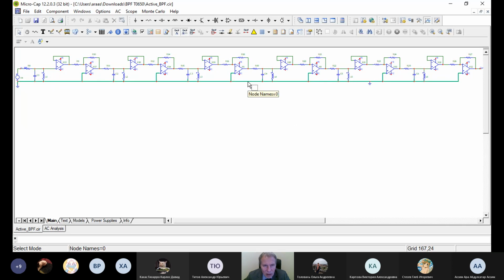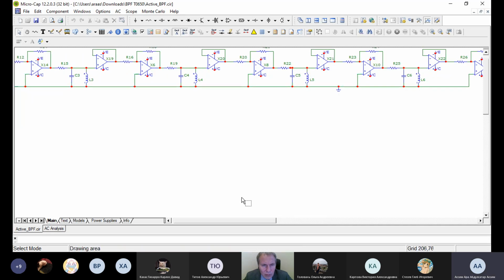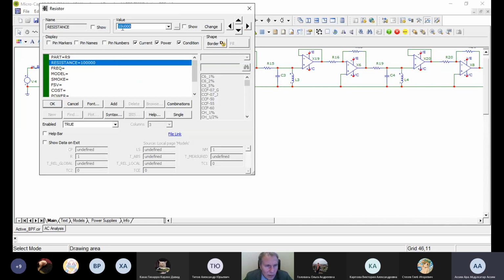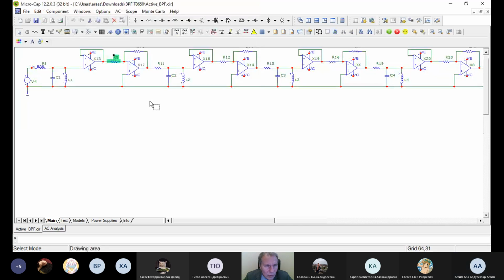You see the difference? For the first component, the input impedance is equal to mega ohms. But for the second component, I didn't see it, but I think it is kilo ohms. Which resistor do you want? This one or this one? Yes, of course, this one. This is 100,000.